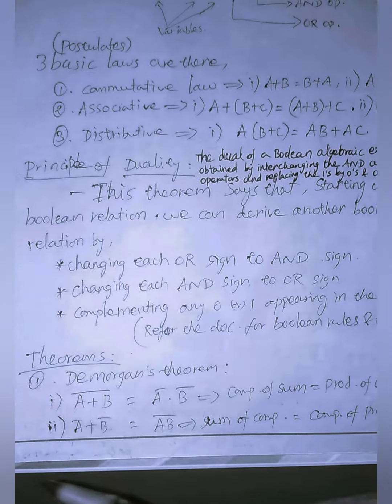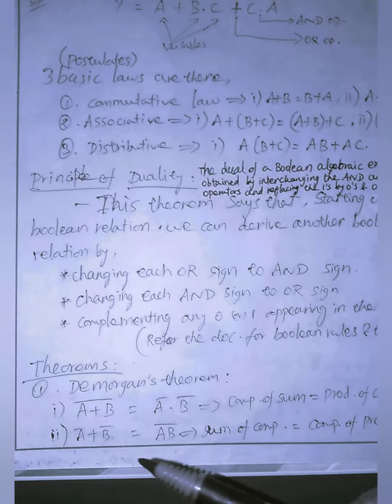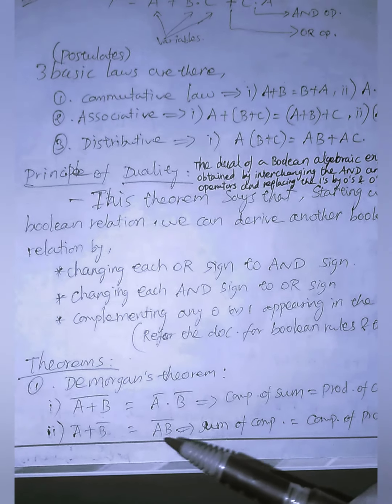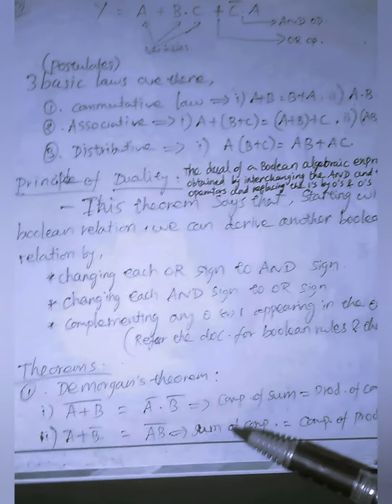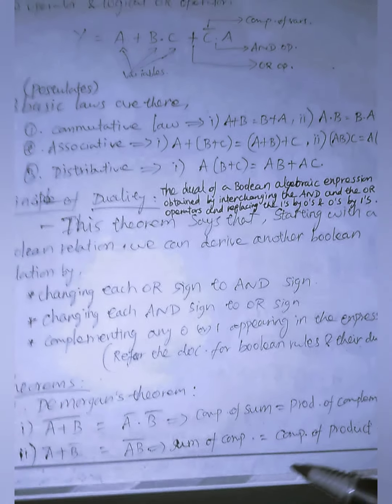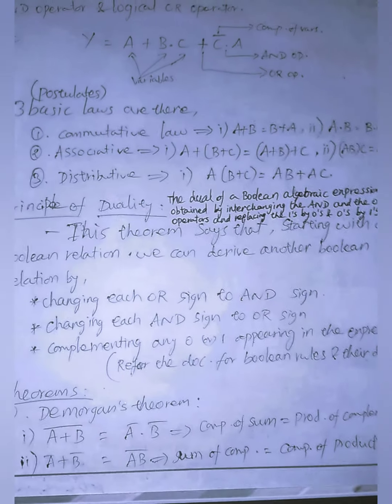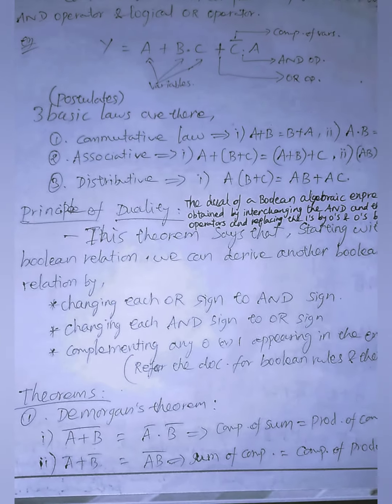Then the second condition says A complement or B complement is equal to (A and B) the whole complement. In other words, we can say this as sum of complements is equal to complement of products. So this is what we call De Morgan's theorem.